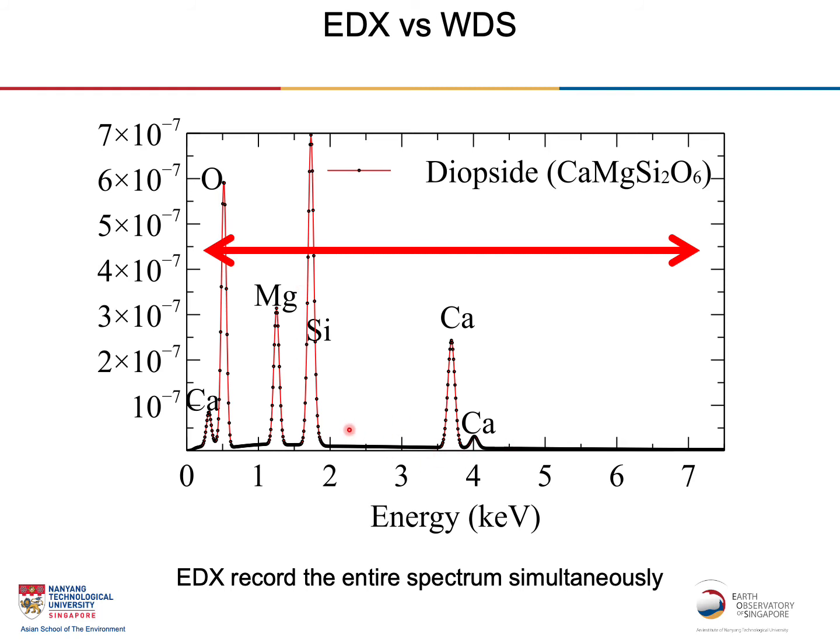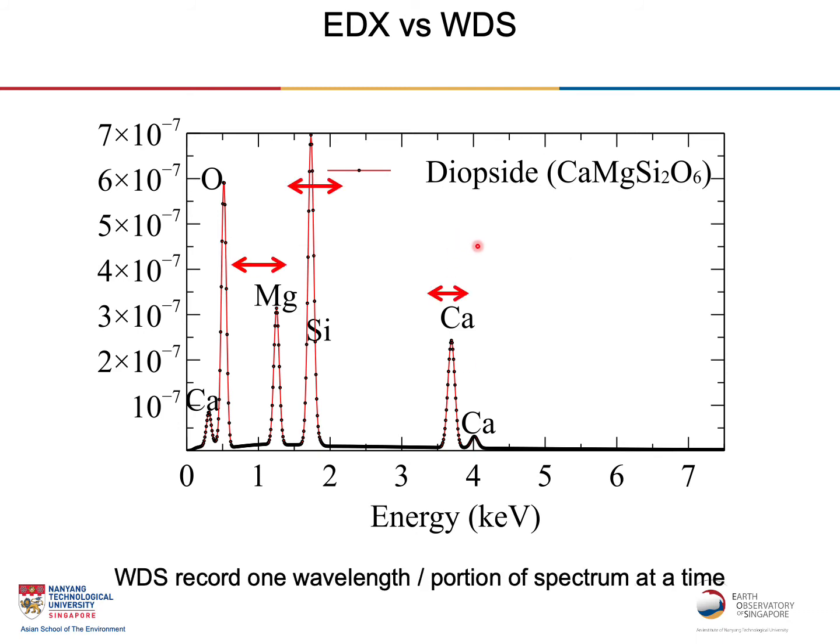What is the EDS or EDX detector? I would use EDX and EDS interchangeably because they're basically synonyms. In EDS, this entire spectrum is captured simultaneously. So in every recording, they record the entire spectrum. In one single acquisition, it captures the entire spectrum. That's what makes it so fast.